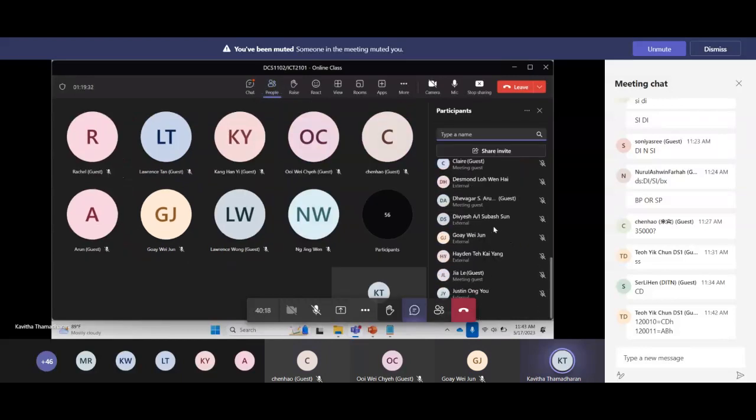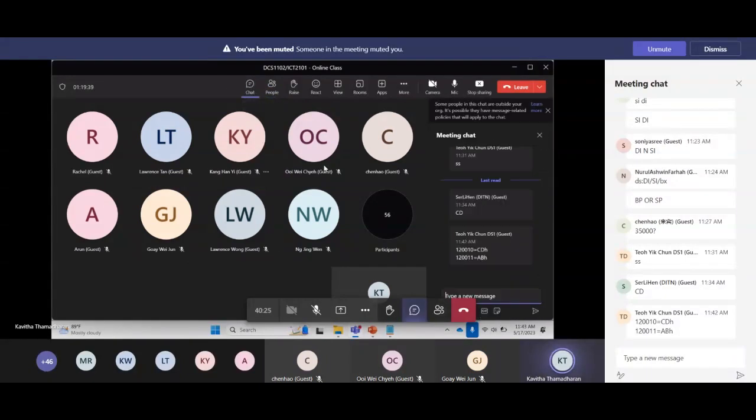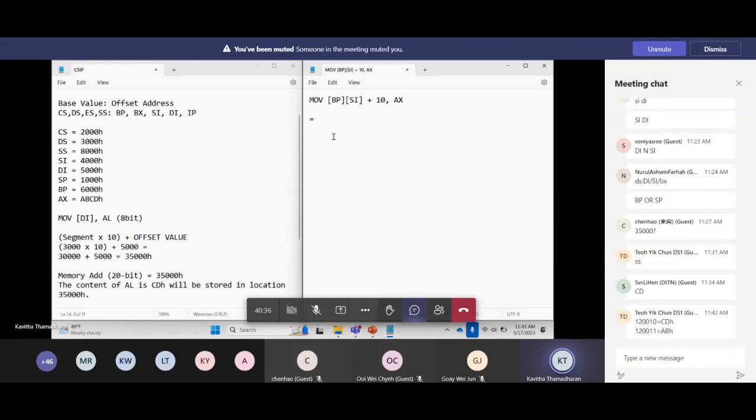Then go down. Tan Chi Kwan? Oh, Teo Ik Chun gave me an answer here. So this is your answer, Teo Ik Chun. Okay, never mind, someone gave me an answer. Thank you, Teo Ik Chun. Right, so your friend here gave this answer. All right, so how to solve this? Very good, Teo Ik Chun, for trying.